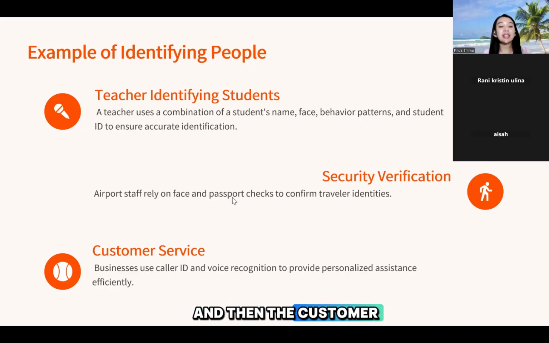Okay, and then the customer service. Businesses use caller ID and voice recognition to provide personalized assistance effectively. It's not common in our daily life, but customer service also uses caller ID, like in a company.